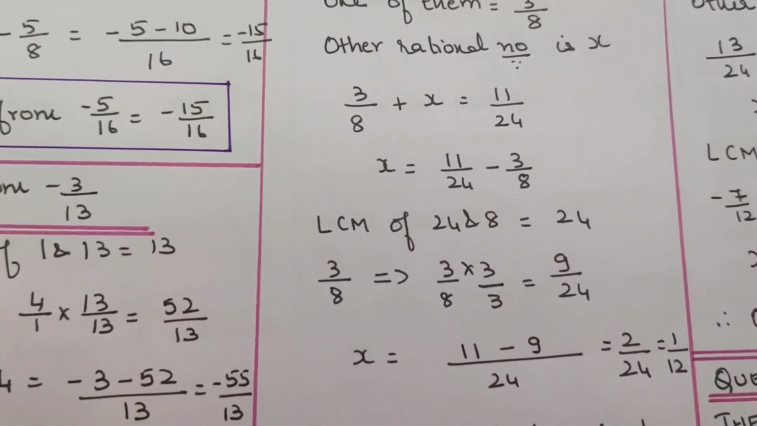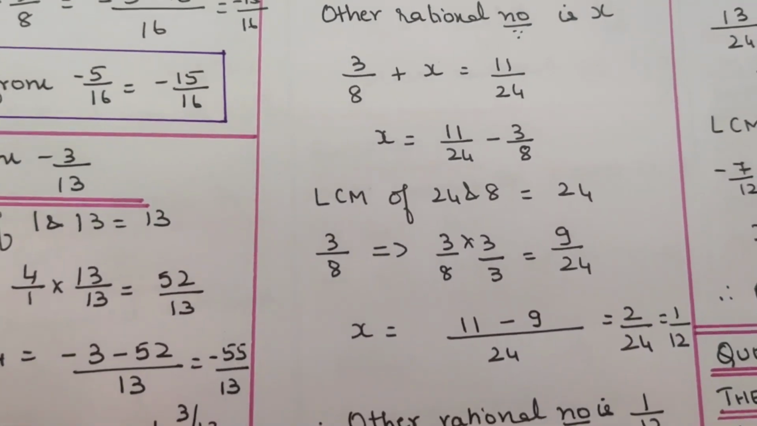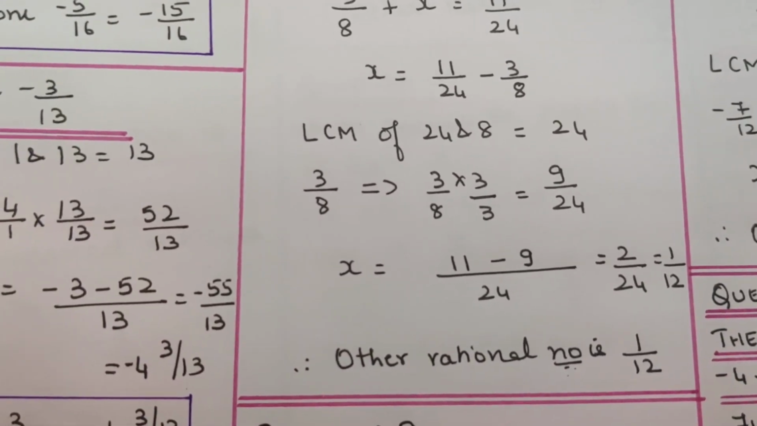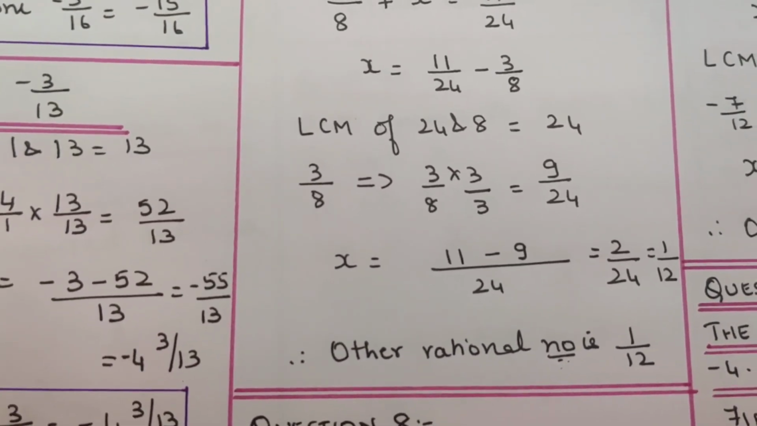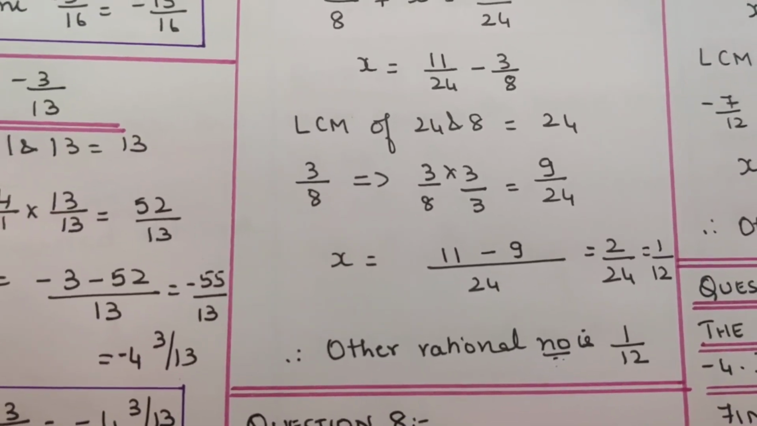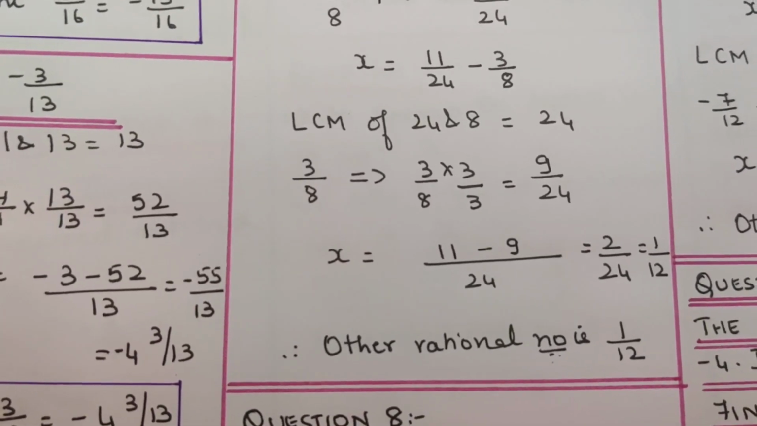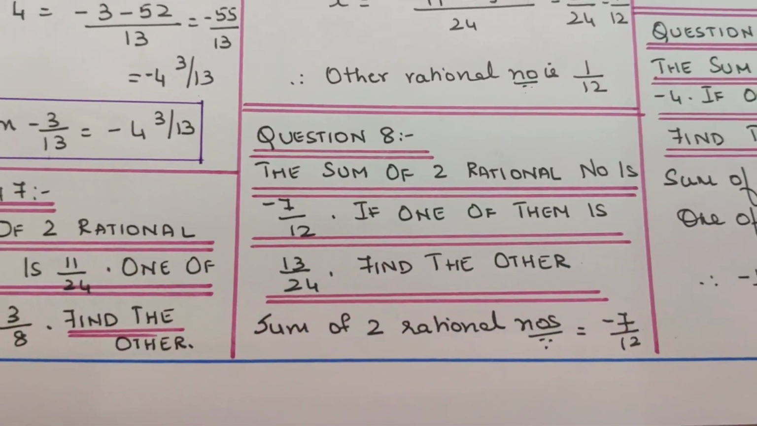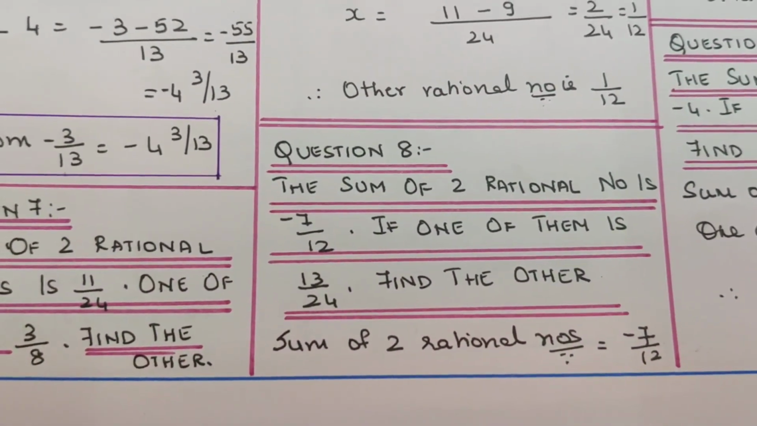x will be 11 by 24 minus 3 by 8. Taking LCM, the LCM is 24. On simplification, we get x is equal to 11 minus 9 by 24. That is equal to 2 by 24. And on simplification, the answer is 1 by 12. Question number 8. The sum of two rational numbers is 7 by 12.